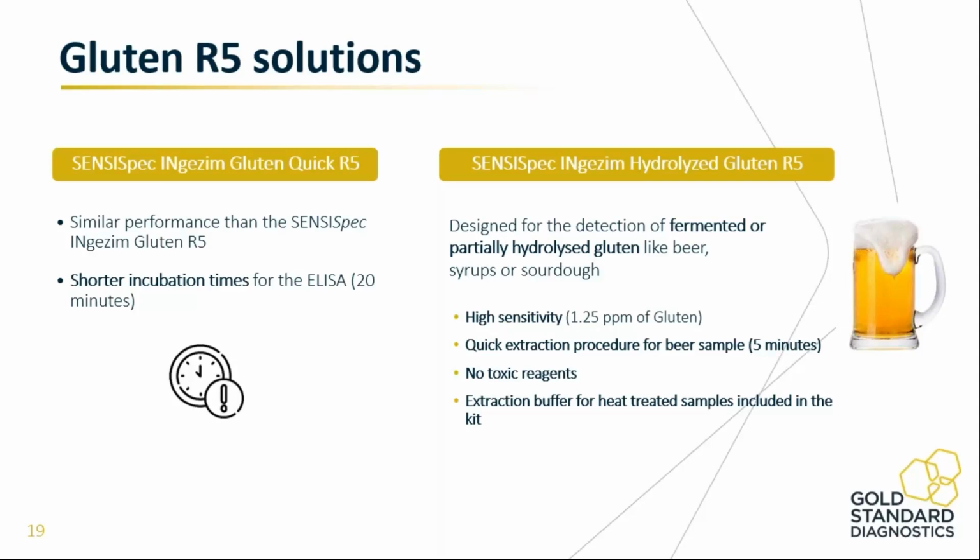We also have a specific kit for hydrolyzed samples. It is designed for the detection of fermented or partially hydrolyzed gluten, like mainly beer, syrup, or sourdough. Here, we really can talk about a very high sensitivity, 1.25 ppm of gluten. The extraction procedure for liquid samples, which we have validated mainly with beer, also with whiskey, is only a 5 minute extraction using ethanol. It also, the same as the other kit, includes no toxic reagent, and the extraction buffer for heat-treated samples is also included in the kit.